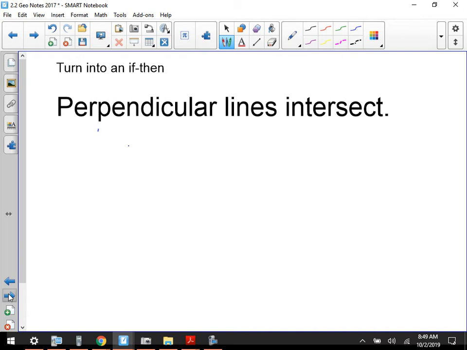What do you think? If you have 2 perpendicular lines, then they intersect. Works for me. Could I rephrase that with less words? She said if you have 2 perpendicular lines, then they intersect. What else could I say? Yes, sir. You're going a little bit backwards on that. I'm using this part first. Okay. What if I just said if lines are perpendicular, then they intersect?